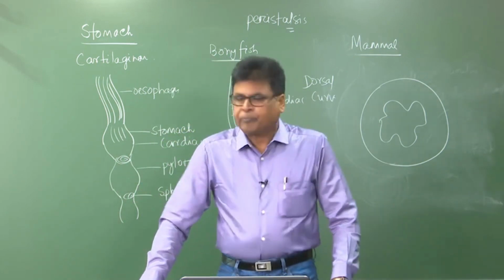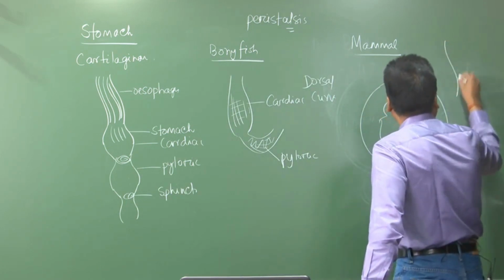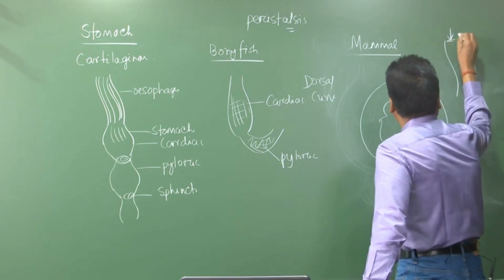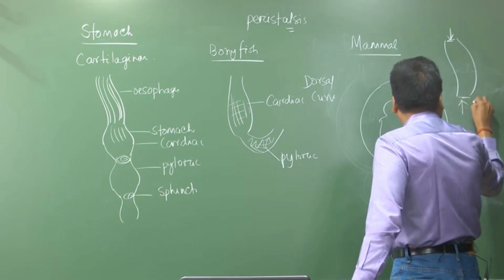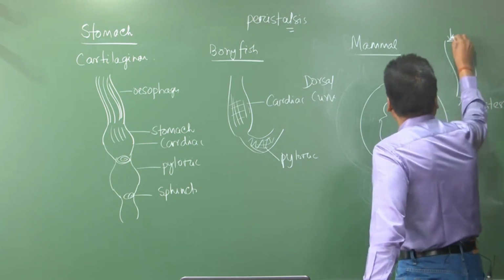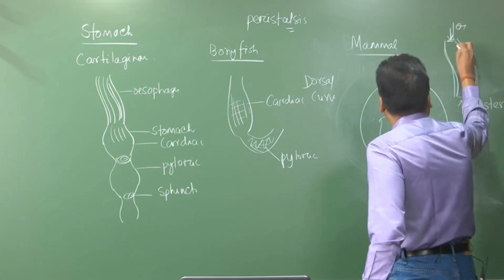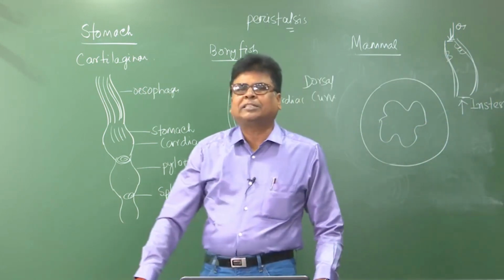So for example, this is the gastric gland. You see this is the stomach, communicating with the esophagus, and this is the stomach communicating with the intestine. So this is the intestine part, and this is the esophagus part. This is the area of the stomach. Now some glands are present in this area which are known as esophageal glands.